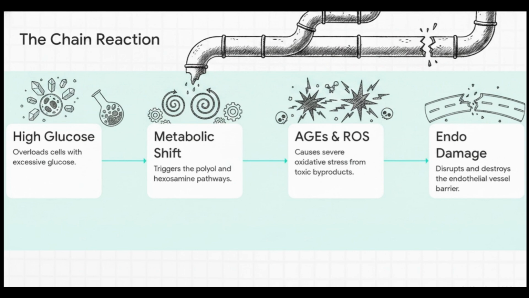Step 1, high glucose physically overloads your cells. Step 2, this overload panics the cells and forces them into abnormal metabolism, which triggers these alternative channels like the polyol and hexosamine pathways. Step 3, these weird alternate pathways start churning out some pretty nasty byproducts, which I'll define in just a sec, and that leads to massive oxidative stress. And finally, step 4, this stress completely disrupts the endothelial vessel barrier. The local roads literally begin to crack.